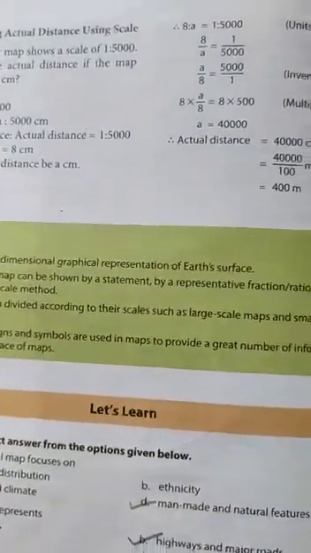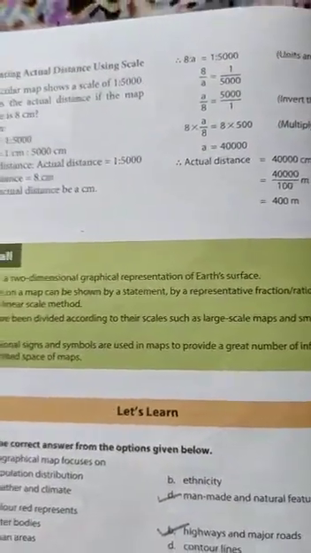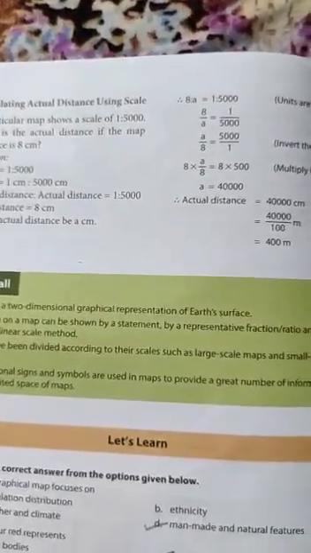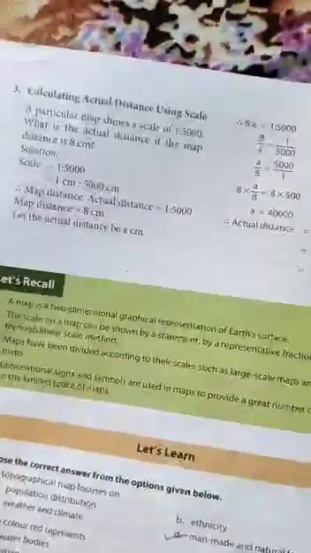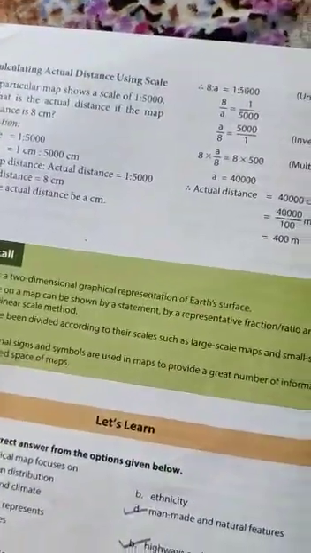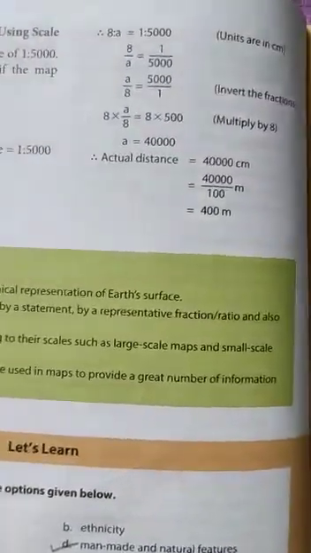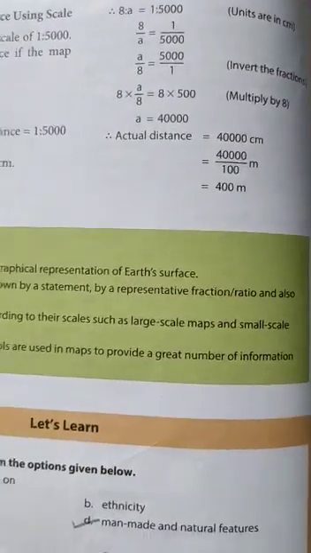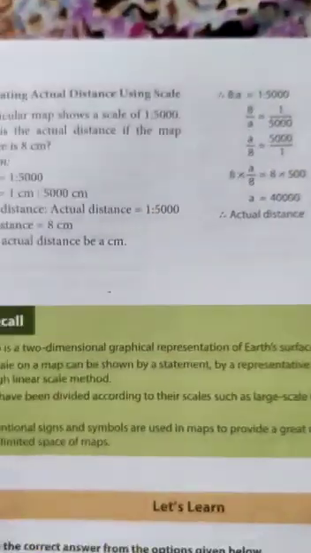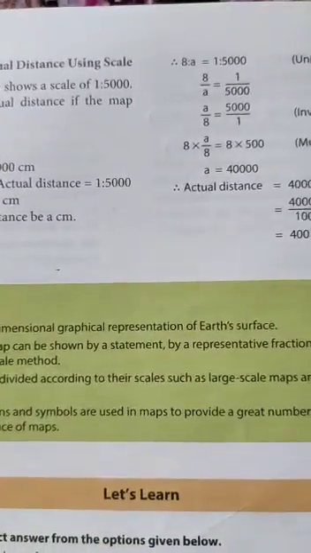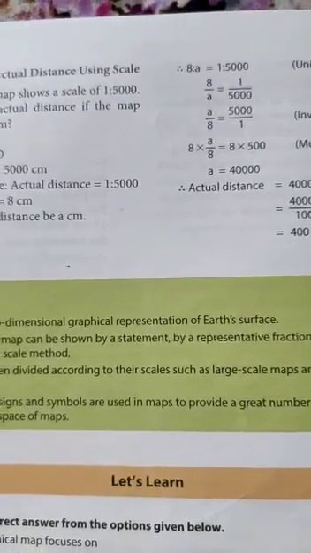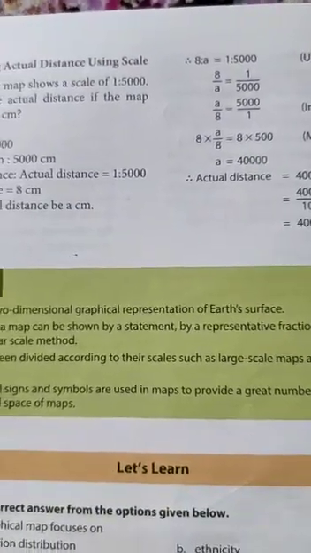The last one is calculating actual distance using scale. A particular map shows a scale of 1 is to 5,000. What is the actual distance if the map distance is 8 centimeter? This is the question that they have given. They have given the ratio, and we need the actual distance.